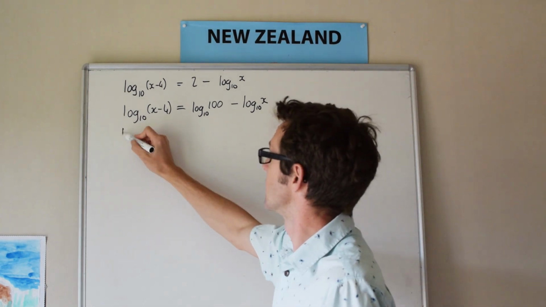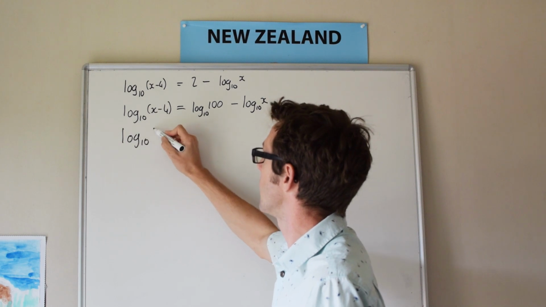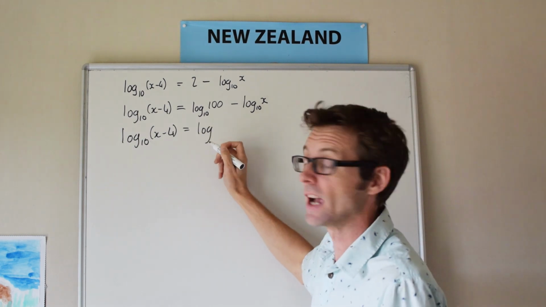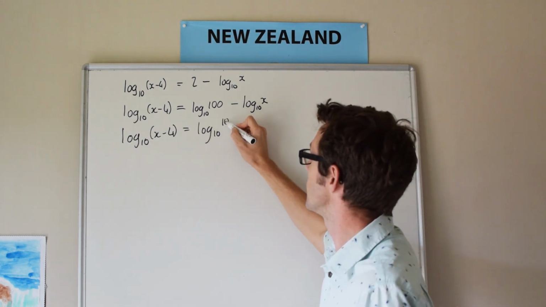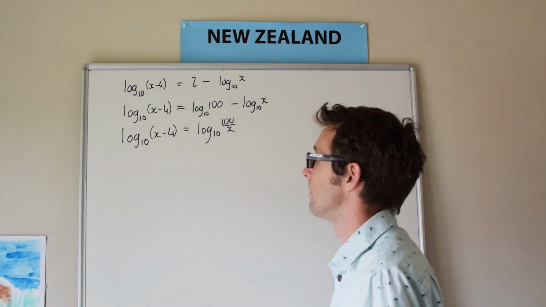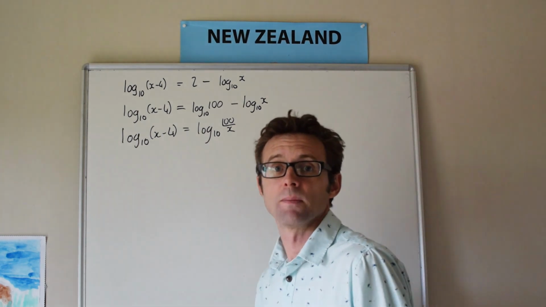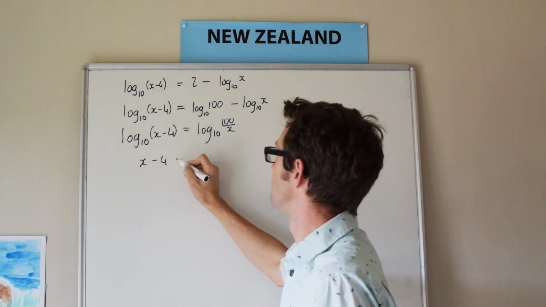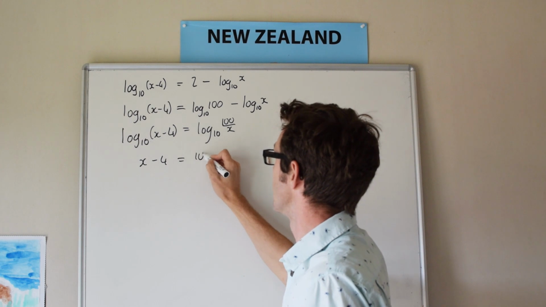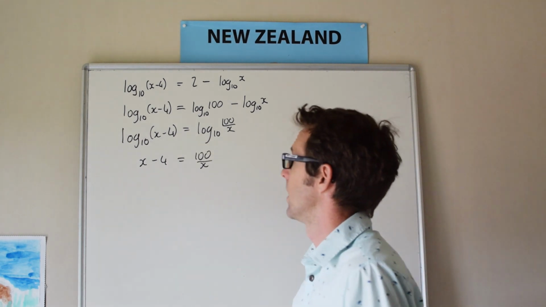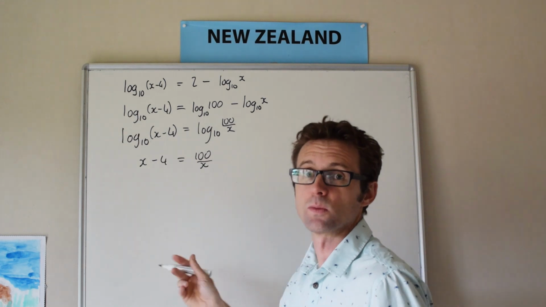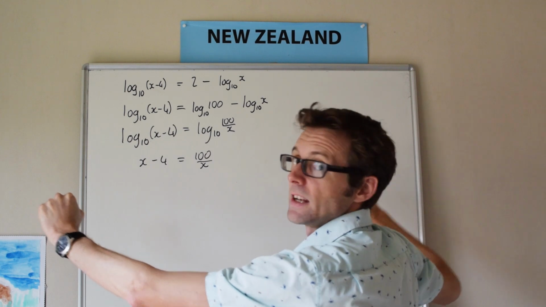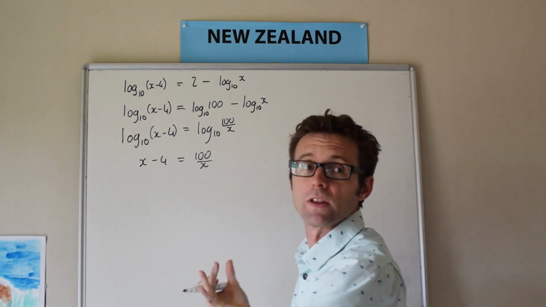We can start using our log rules to simplify things. So here we have x minus 4, and using our log rules we can simplify this side to log base 10, 100 over x. Now that we have logs on both sides, we can move straight to x minus 4 is equal to 100 over x. Get rid of our log on both sides. When you have log base 10 of something and log base 10 of something on the other side, once you've just got one of each, then you can get rid of that log.